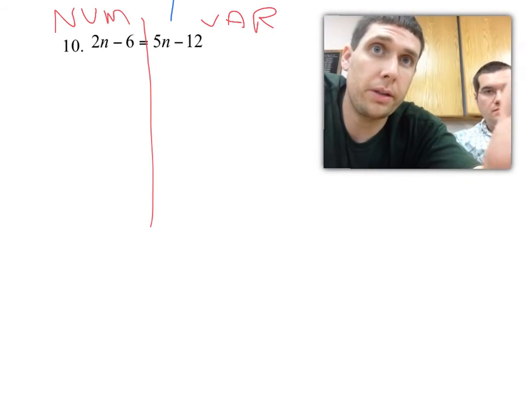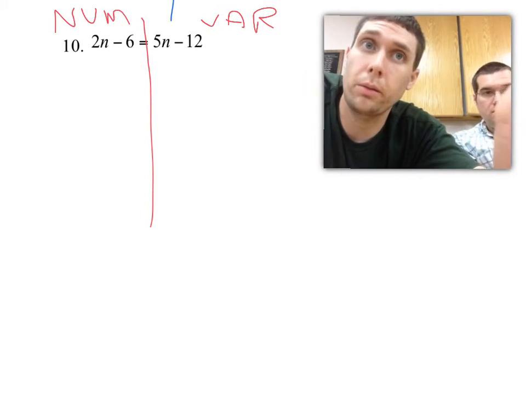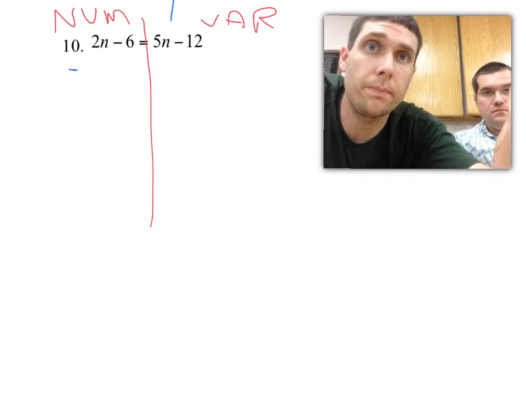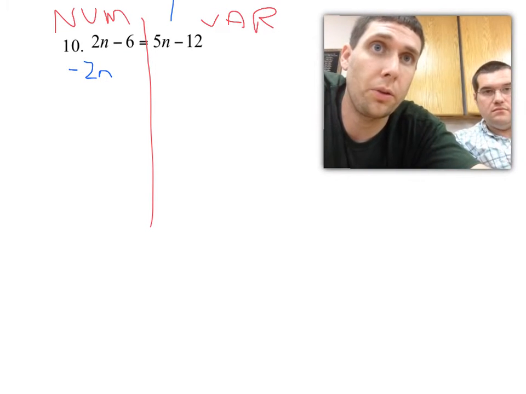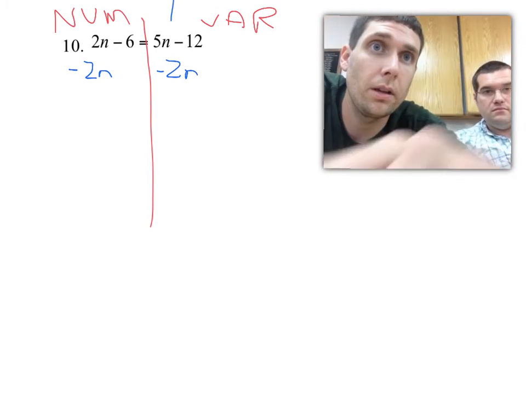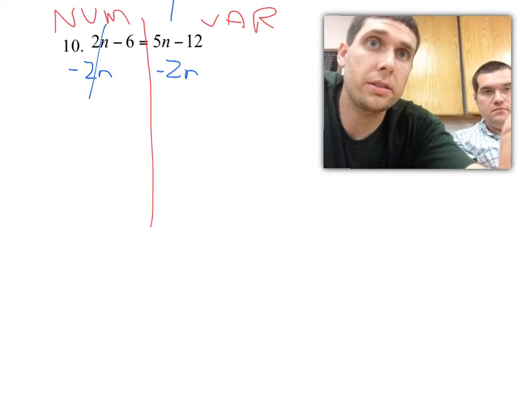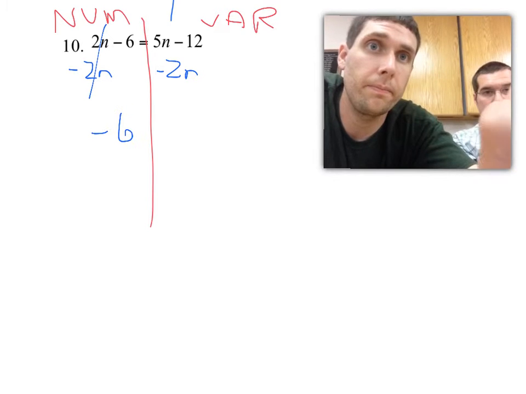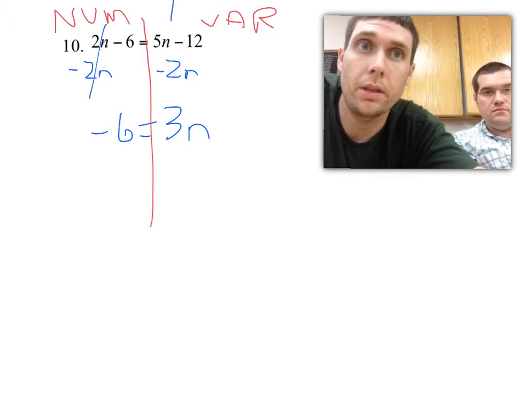So right now, my 2n is on the number side. I don't want it there. I want to move it over to the variable side. So I'm going to do opposite operation. The opposite of a positive 2n is a -2n. I'm going to do that to both sides. Canceling out here because 2n minus 2n is nothing. I still have a -6 on this side. My other side, I have a 5n minus 2n. 5n minus 2n is 3n. And I still have that -12 there.